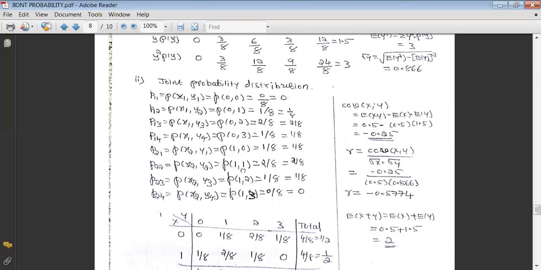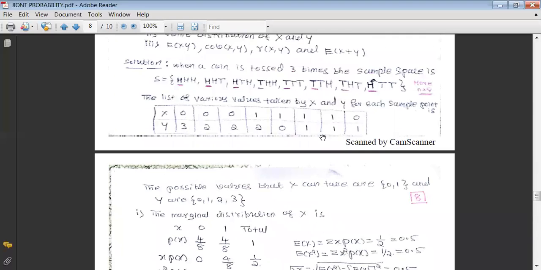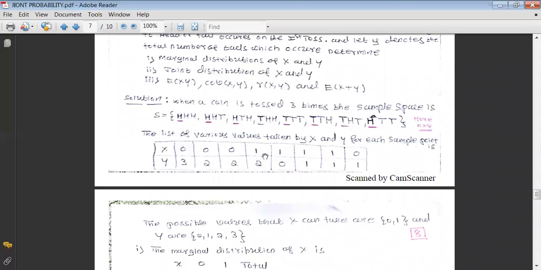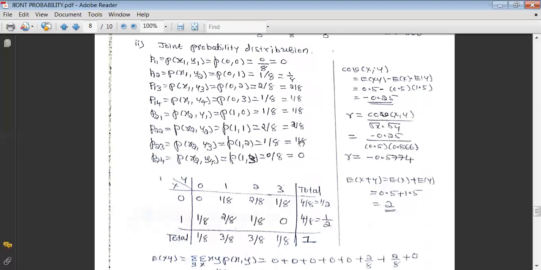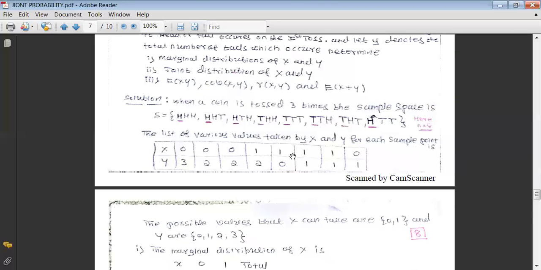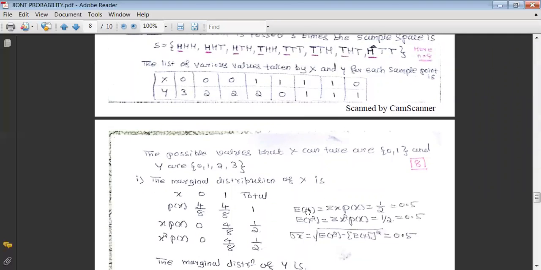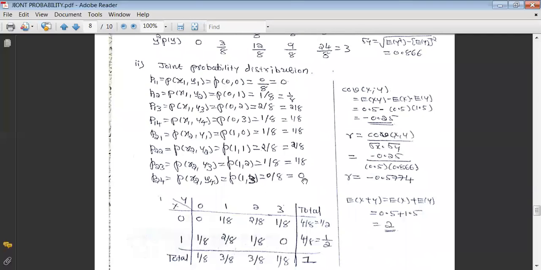Next, when they both take the value 1, looking at this, these are the two cases where x is 1 as well as y is 1. Therefore 2 by 8. Now x is 1, y is 2. I think this is the only one case where we find x is 1, y is 2. Therefore it is 1 by 8. And now x is 1, y is 3. I think it will not be here. X is 1 here, but in none of the cases y is 3. Therefore 0 times we get that, 0 by 8. That will be 0.